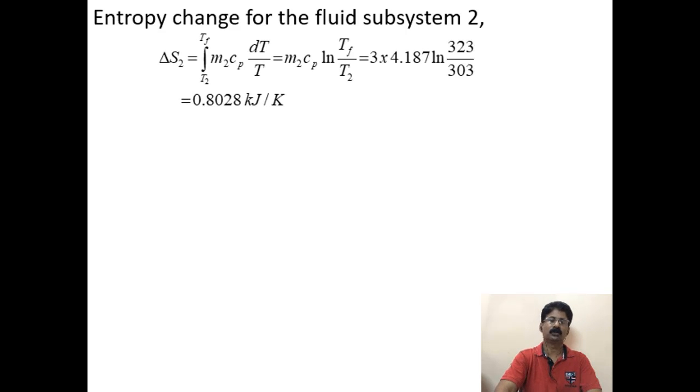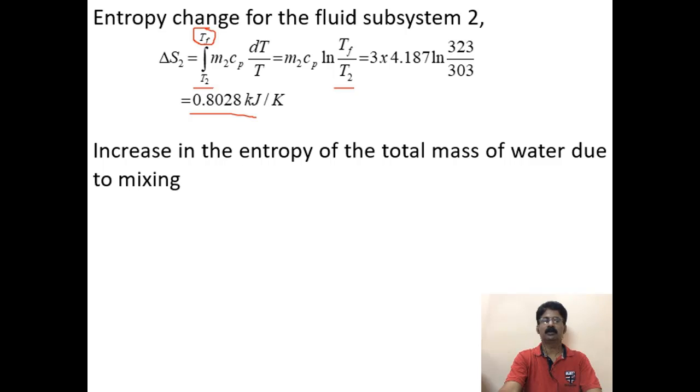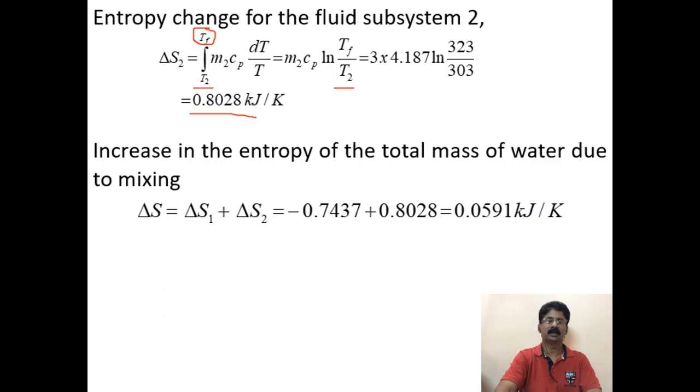Now the entropy change for the fluid subsystem 2. Here the temperature is increasing, so it should be positive. T2 is the initial temperature of water, the final temperature is Tf, same formula. Only thing is you have to take M2. So M2 Cp ln Tf by T2. If you substitute, you will get 0.8028 kilojoules per Kelvin. So the increase in the entropy of the total mass of water due to mixing, you have to add delta S1 plus delta S2, that is the entropy change of subsystem 1 plus the entropy change of subsystem 2. So you will get plus 0.0591 kilojoules per Kelvin. Since it is an irreversible process, the entropy change of this total system should be positive for sure.